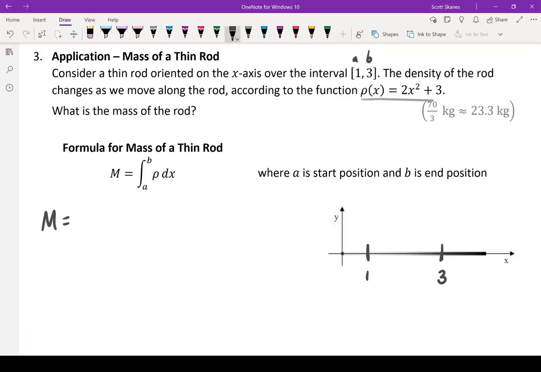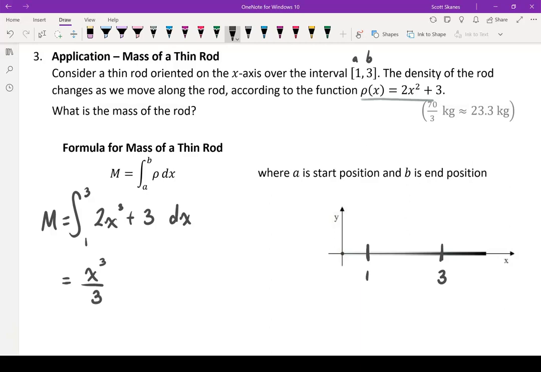So the mass is going to be the integral from your start to end point, which is going to be from 1 to 3. The density equation is 2x cubed plus 3, and we're just going to integrate it with respect to x. And the rest is essentially business as usual. Integrate this thing. This is going to be 2x to the power 4 over 4, which is the same as 1x cubed over 3. Check that yourself if you don't believe me.